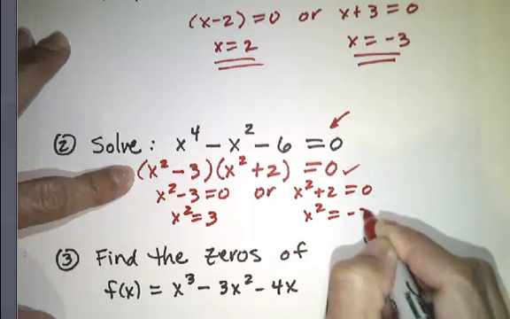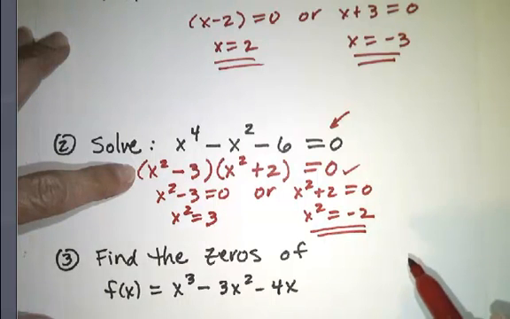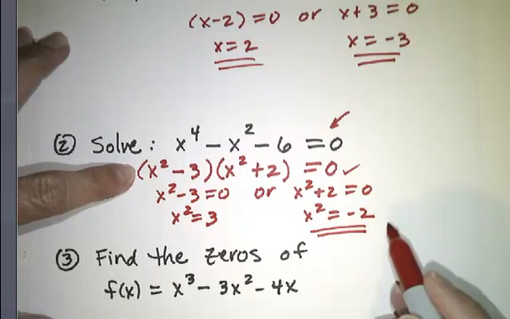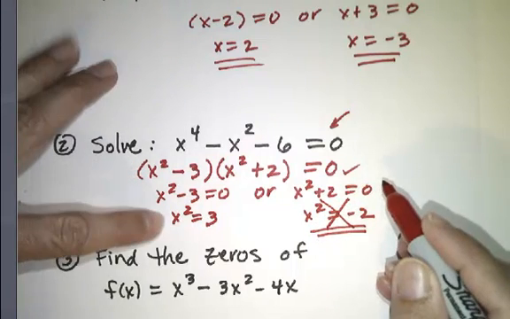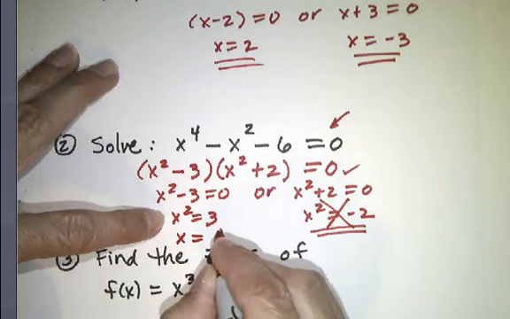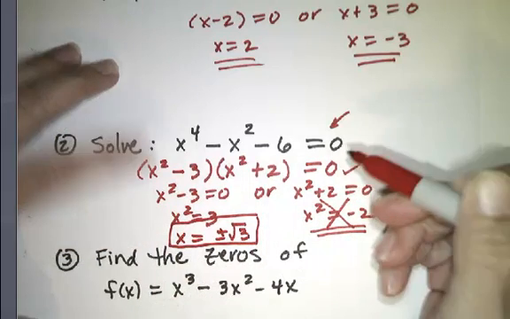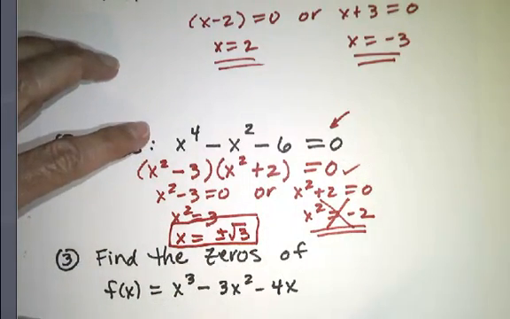X squared equals negative 2. Immediately we see this particular equation has no solution because we cannot square a real number and get a negative 2. So this leaves us just with x squared equals 3. X equals plus or minus the square root of 3. So this is the answer to this equation.